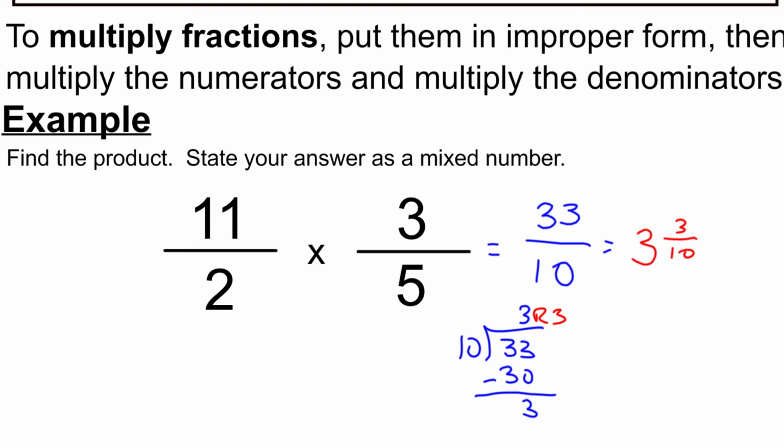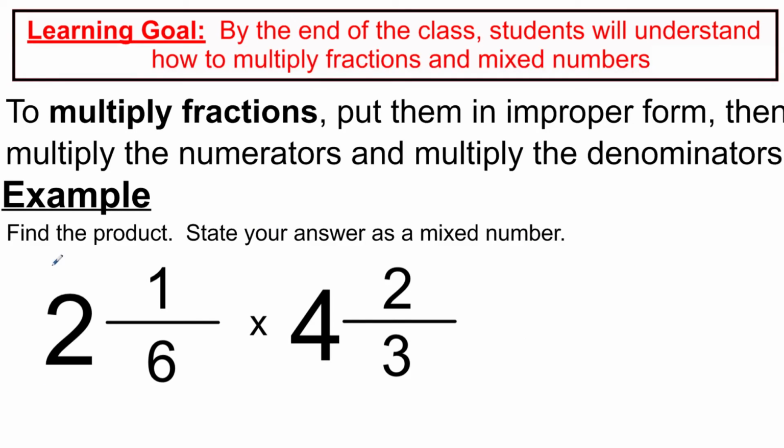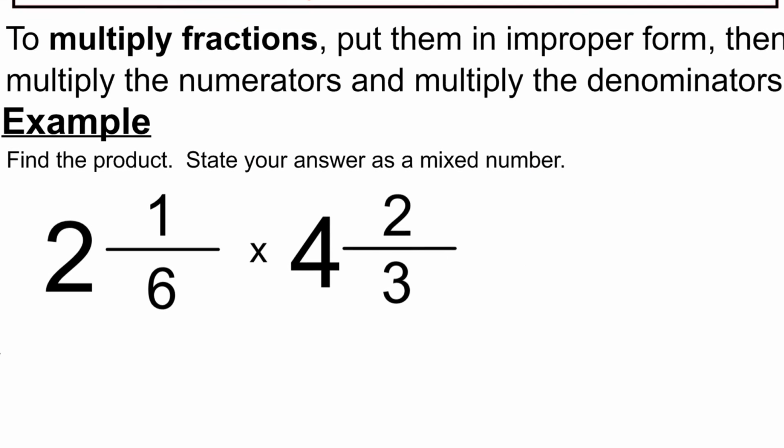So here's our last problem. What happens if we start with mixed numbers? This is the trickiest of them. Your first job is to make them into improper form. So I have to make improper fractions out of these, which we said turn this into 12 plus 1 is 13. So I'd say I have actually 13 over 6. And for this one, I would say 12 plus 2 would be 14 over 3.